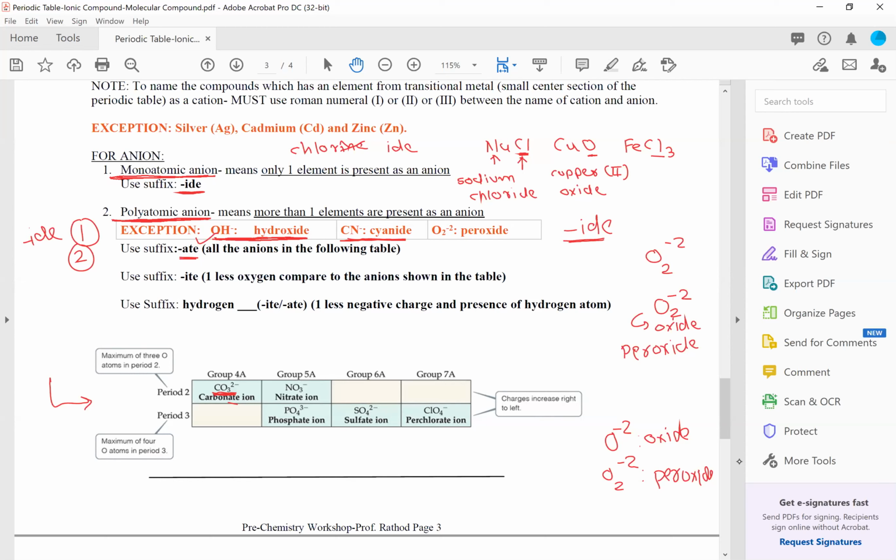The next one is PO4 minus 3. Because there is phosphorus now, we're going to call it phosphate. The next one is SO4 minus 2. Because now it is sulfur, we're going to call it sulfate. Do you guys follow this? Carbonate, nitrate, phosphate, and sulfate.